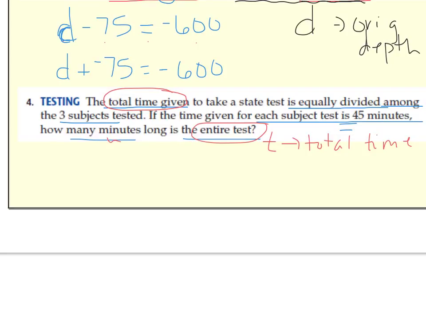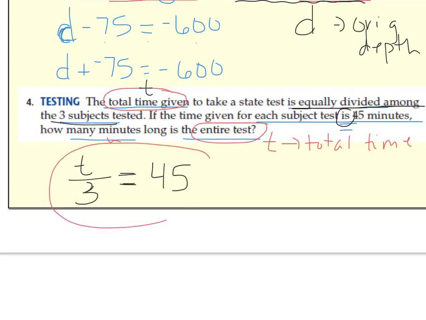Well, I do know that the total time of the test was equally divided among 3. And each of those 3 subjects is, which is a good equal sign, 45 minutes. So this says the total time divided by 3 tests gives you 45 minutes per test.